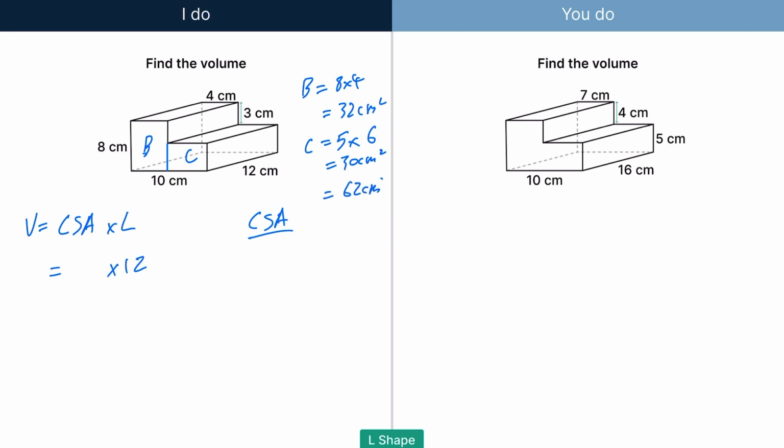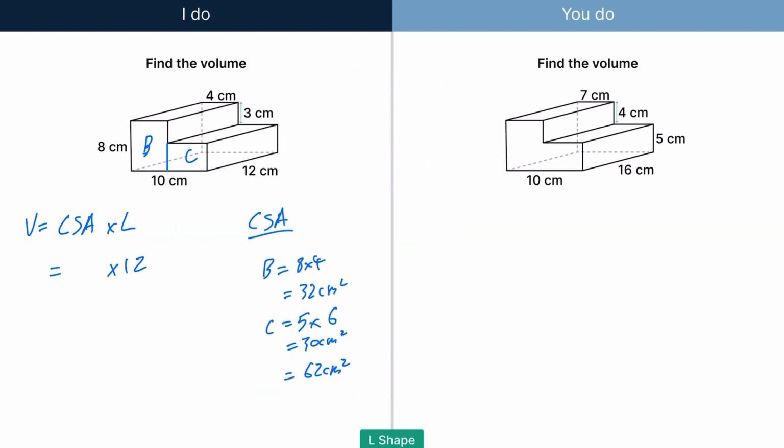62 centimeters squared. And in fact, I should just move this here. So this is my calculation for the cross-section area. So the total is that. So that's just going to be 62 there. So that'll be 62 times 12, which is 744 centimeters cubed.